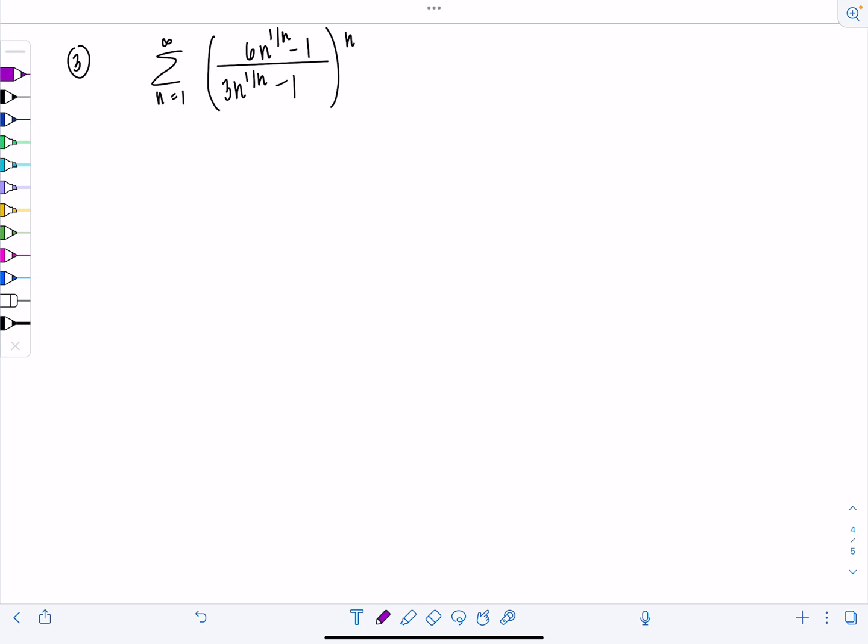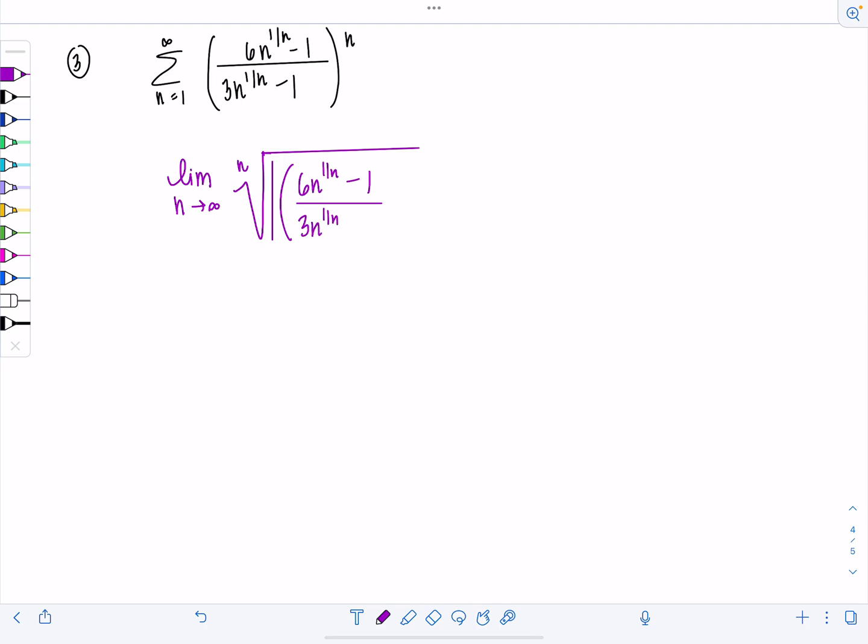Okay, let's get going then. We've got the limit as n approaches infinity of the nth root of the absolute value of (6n^(1/n) - 1) over (3n^(1/n) - 1), all raised to the n.